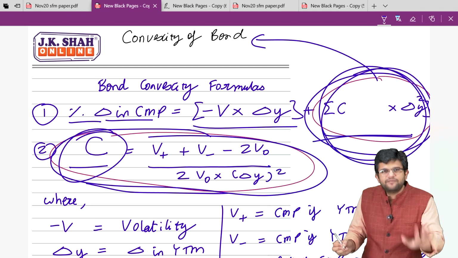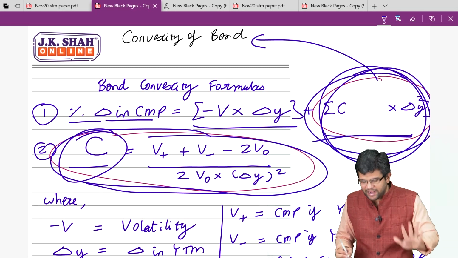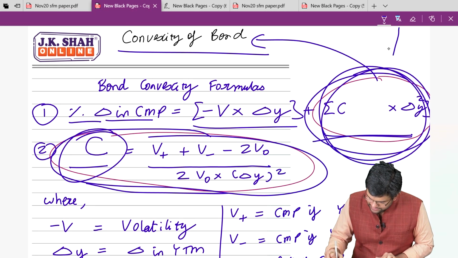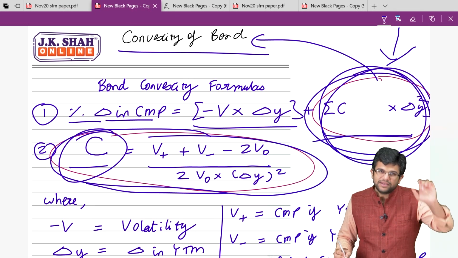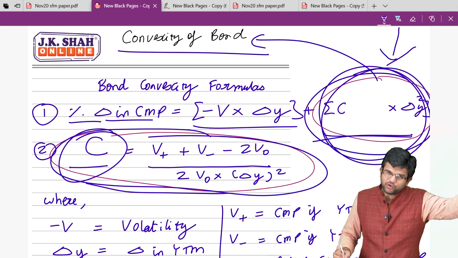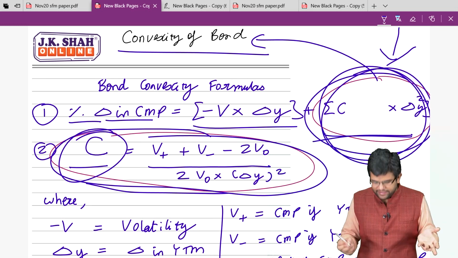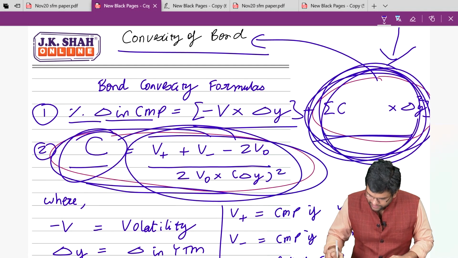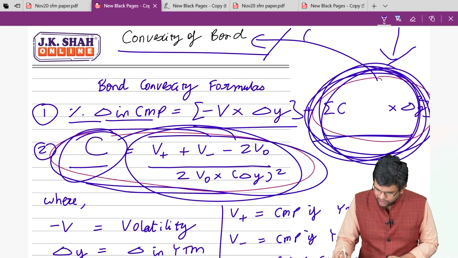But children, just informing that if the question asks you convexity of bond, then please do this particular thing, that is C into delta y square, where C is the convexity and this particular formula is C, and this particular one is the convexity of the bond, which I can also call convexity impact.